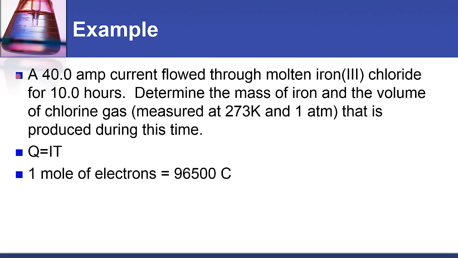Let's look at an example. A 40 amp current flowed through molten iron chloride for 10 hours. Determine the mass of iron and the volume of chlorine gas, at 273 K and 1 atmosphere pressure, that is produced during this time. You can use Q equals IT, and you can use this information here: 1 mole of electrons equals 96,500 coulombs. You can try this now. The answer is coming up next.